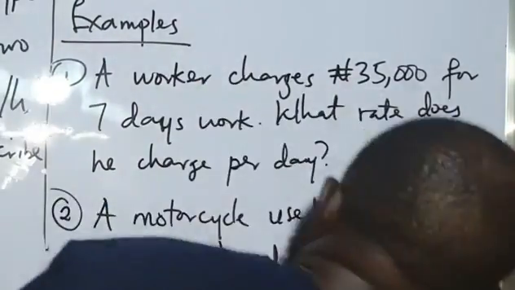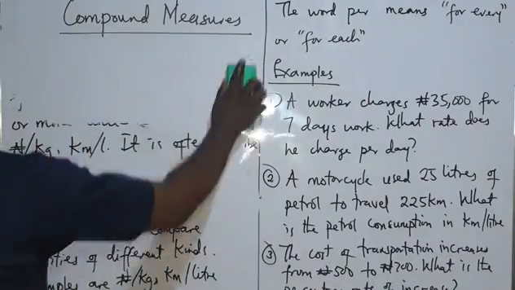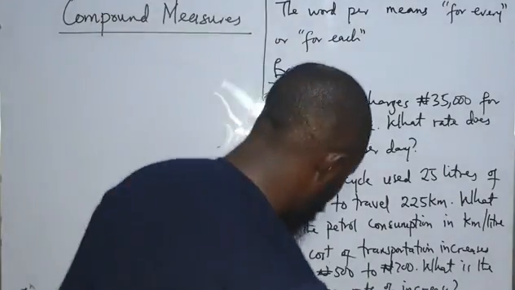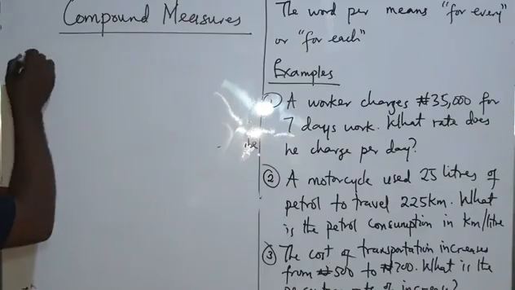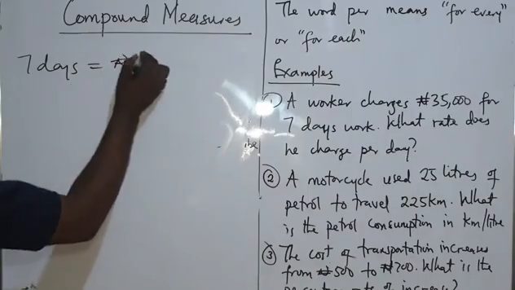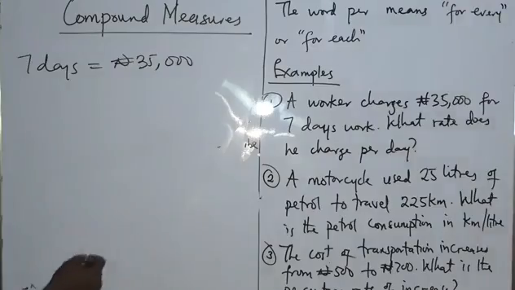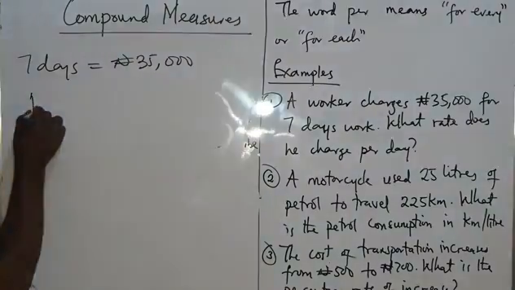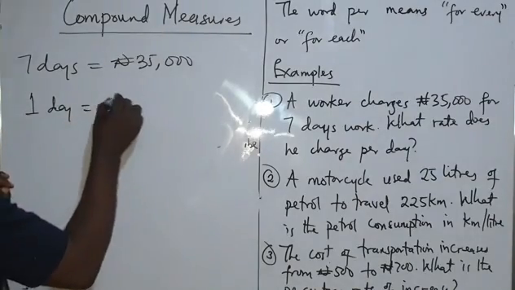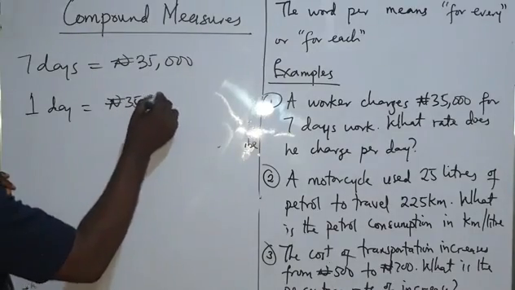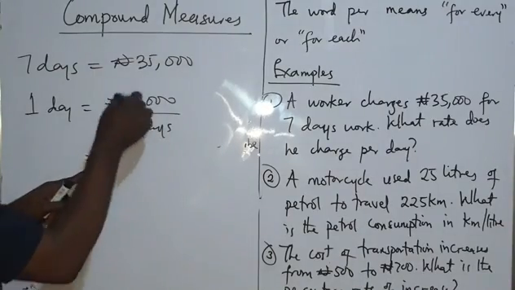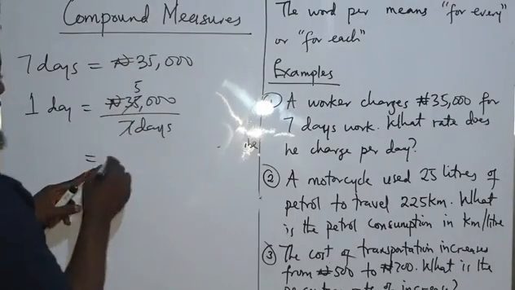So let's now look at the solution. How to calculate it. When solving that, we have 7 days, the worker charges 35,000 naira. So for 1 day now, which means we're going to divide it by 7. That is 35,000 naira divided by 7 days. So 7 here and 7 here, what? 5. So that means it's going to be what?